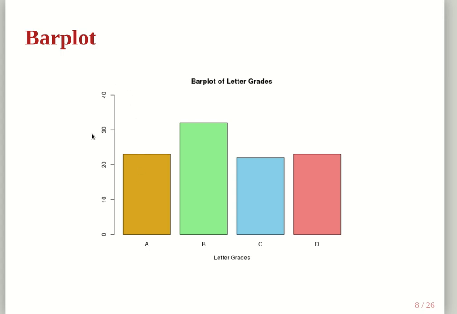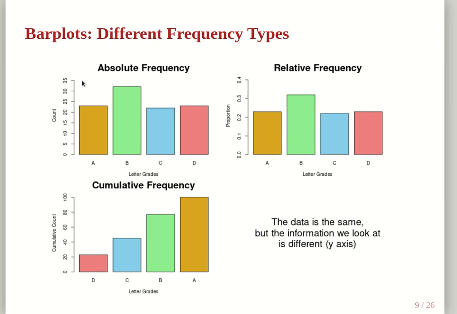And now, what exact information we present on the y-axis is going to be up to you. What do I mean by that? Well, we can really use the y-axis to display the absolute frequency, so the absolute count or the total number of times each particular category is observed.